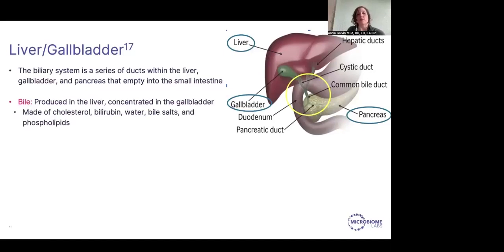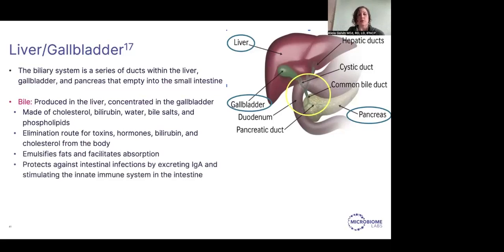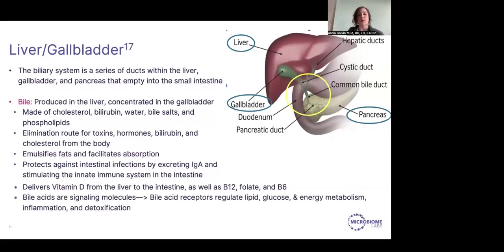But we know that bile is made of cholesterol as a big component. Most of our cholesterol that we excrete is actually through our bile, along with bilirubin, bile salts, and phospholipids. Bile does serve as a detoxification route for different toxins and hormones. It helps with emulsification of fat. It helps with regulating and maintaining IgA and helping to manage any sort of intestinal infections, and plays a role with our immune system. And it also helps to deliver vitamin D from the liver to the intestines, as well as other nutrients too. So it does play a bigger role than just fat emulsification.